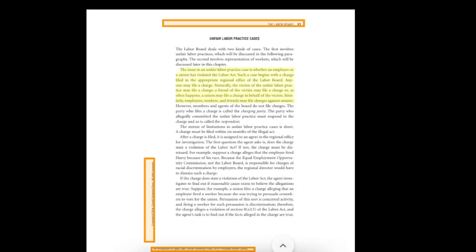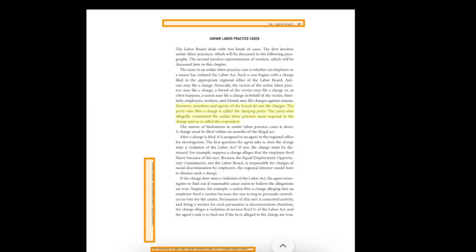Anyone may file a charge. Naturally, the victim of the unfair labor practice may file a charge. A friend of the victim may file a charge or, as often happens, a union may file a charge on behalf of the victim. Similarly, employers, workers, and friends may file charges against unions. However, members and agents of the board do not file charges. The party who files a charge is called the charging party.